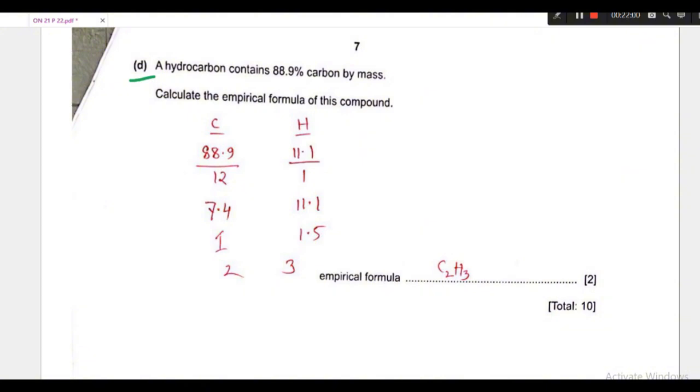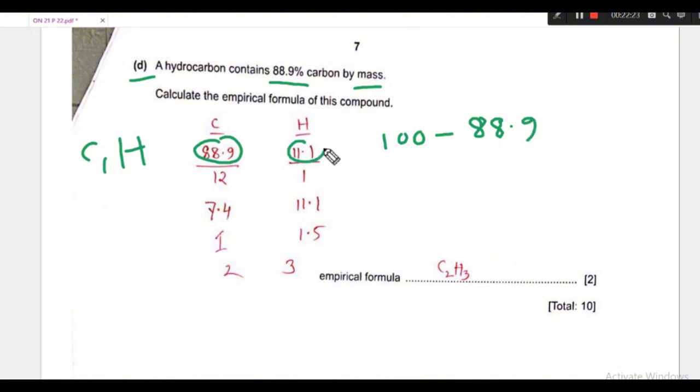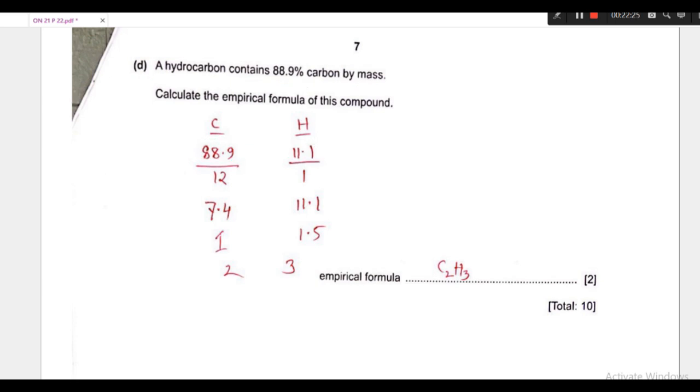Now, a hydrocarbon contains 88.9% carbon. Hydrocarbons, you know, are compounds containing carbon and hydrogen only. So carbon is 88.9, hydrogen will be 100 minus 88.9, which is 11.1. Then divide by their relative atomic mass, carbon 12, hydrogen 1, and you will get 7.4 and 11.1.